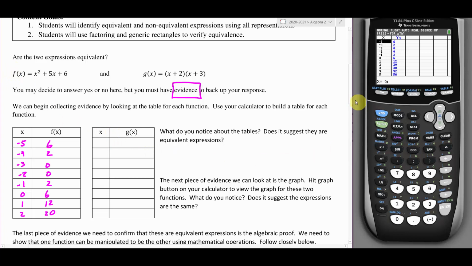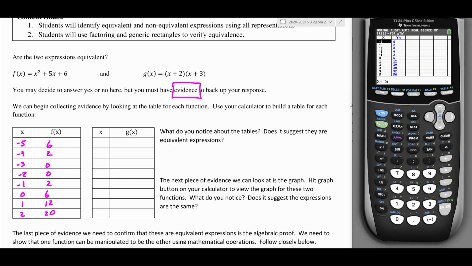And now we're going to go take a look at our table for g of x and see what we've got going on here. So I'm going to go back to y1, and I'm going to clear that out. And this time I'm going to enter in g of x. So we've got parentheses, x plus 2, and then we have another parentheses and x plus 3. And I'm going to go right back to my table and see what I get. So I hit second, graph, and there's my table.